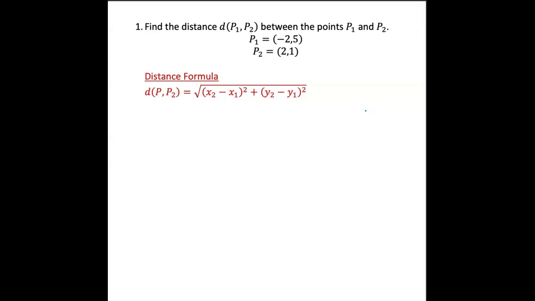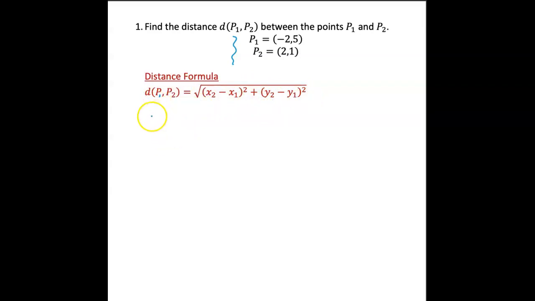Okay, so question number 1 says, find the distance d(P1, P2) between the points P1 and P2. These are the 2 points that were given right here. This is the distance formula. D, the distance of P1, P2, which equals the square root of (x2 minus x1) squared plus (y2 minus y1) squared. Oh, this is supposed to be a little one here. Little mistake.